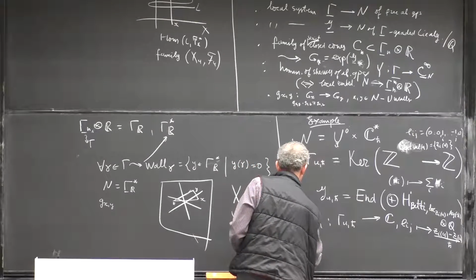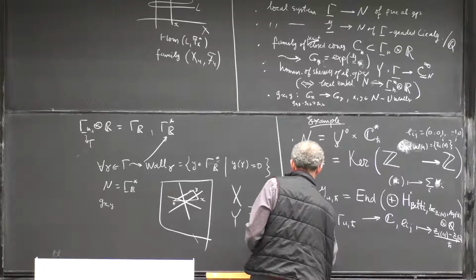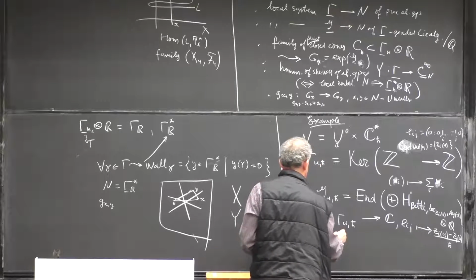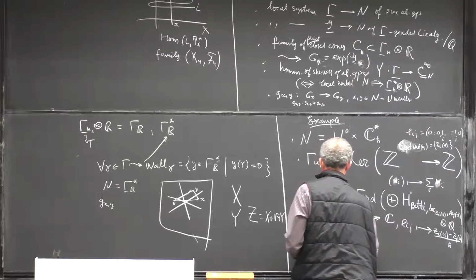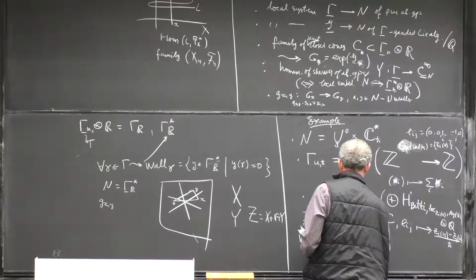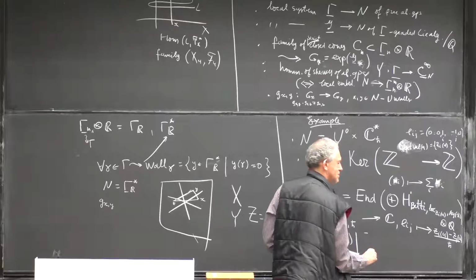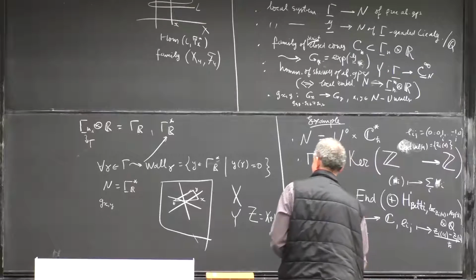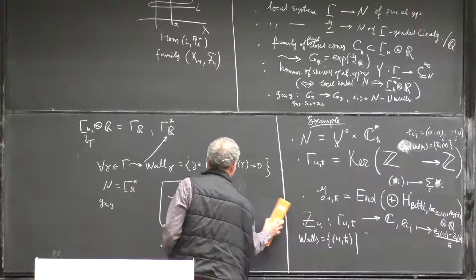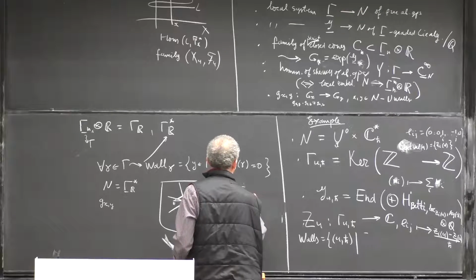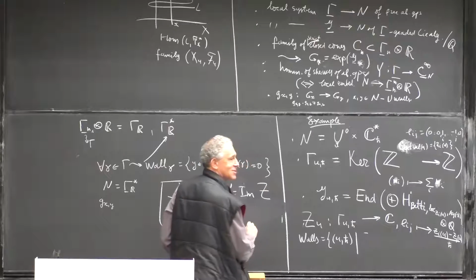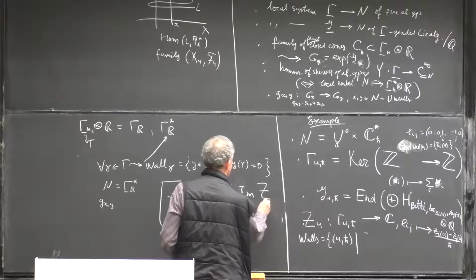Now walls. It's a collection of pairs where, always, capital Y is the imaginary part of the central charge. This is called the central charge.